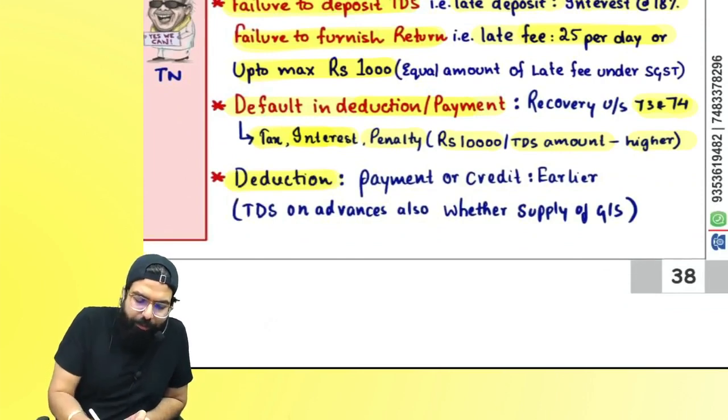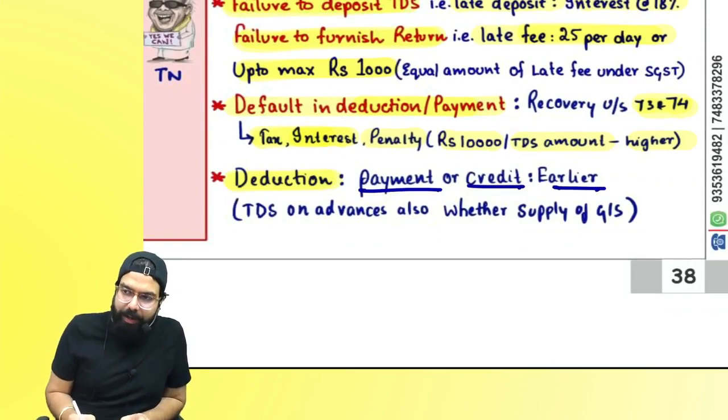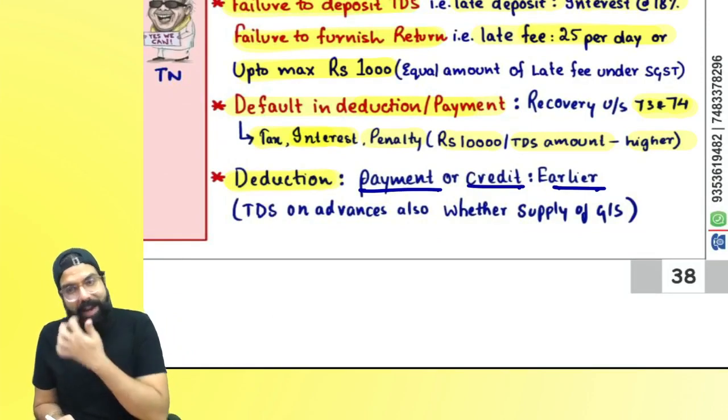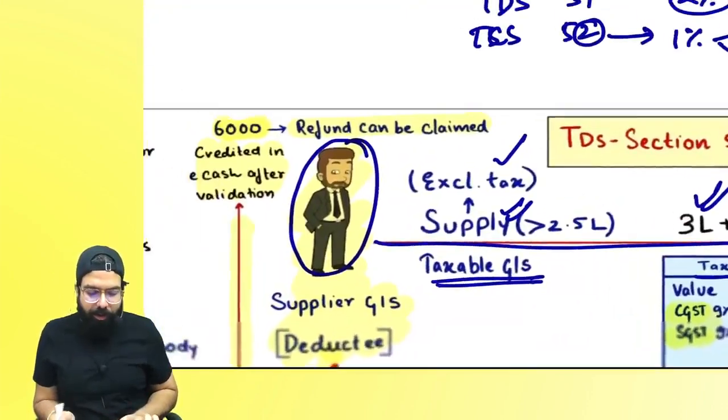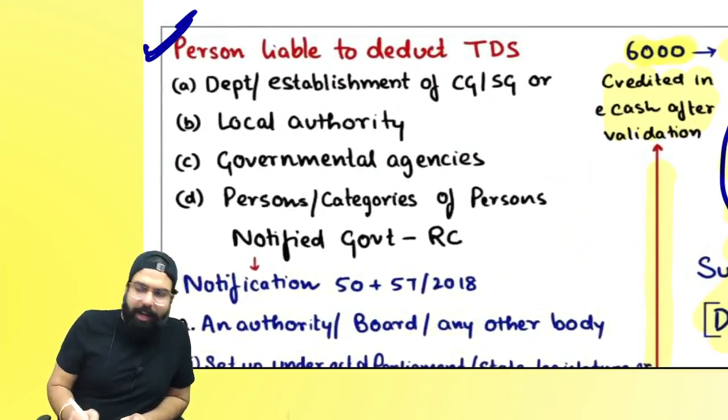Deduction. When do I have to deduct? A government department has to deduct on payment or credit, whichever is earlier. It means if they are paying an advance, they will have to deduct TDS on the advance also. Who are the people who have to deduct? Always remember, TDS deductors are of 4 categories.